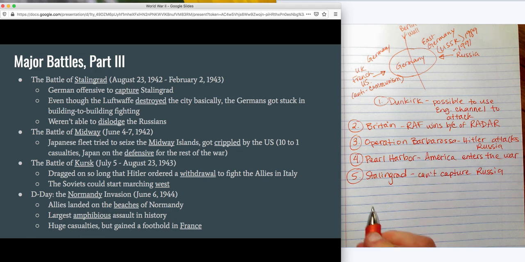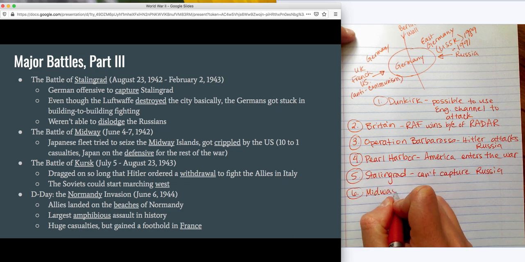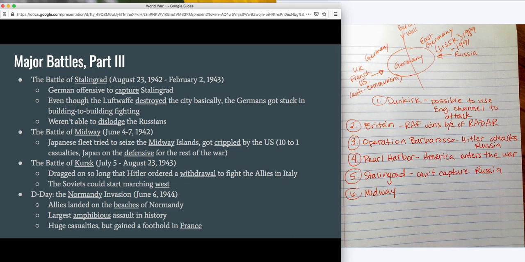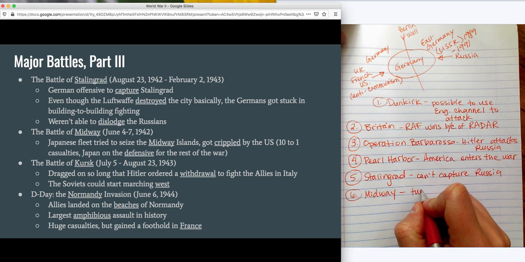The Battle of Midway. Midway is an island in the South Pacific. This is where the Japanese fleet is trying to seize the Midway Islands, and they get crippled by the U.S. It's a 10-to-1 casualty rate. Japan is on the defensive for the rest of the war, so this is the turning point in the war in the Pacific.